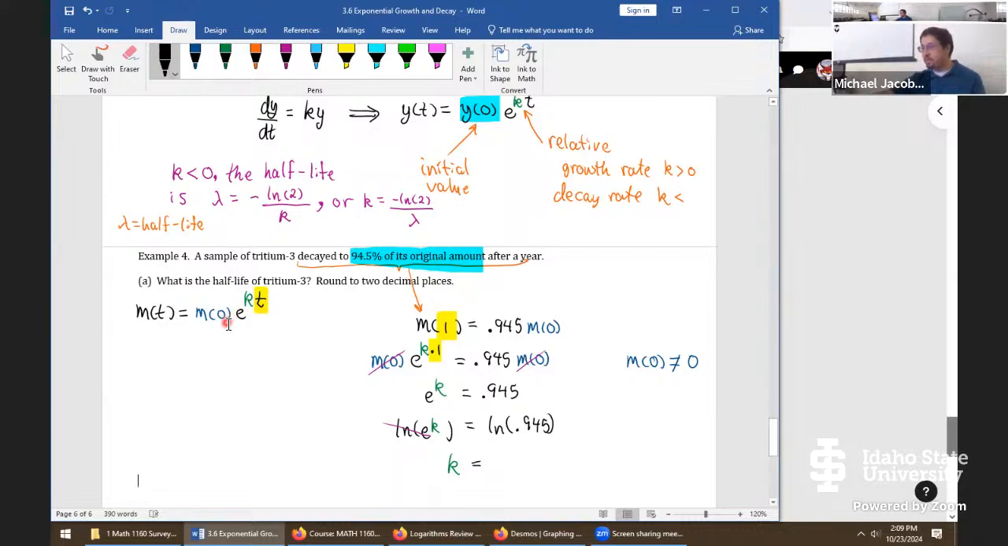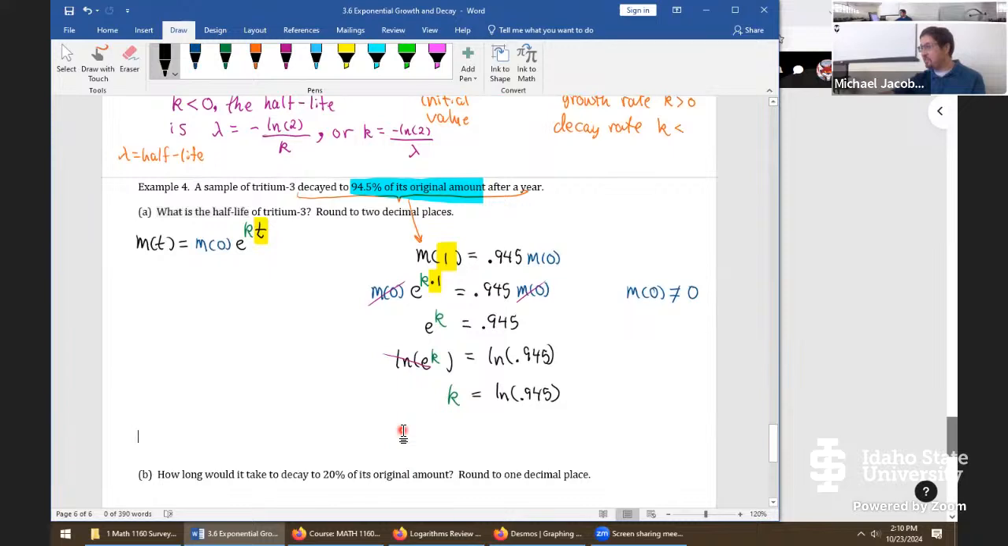We can update our model up here. But what's not so nice is it hasn't answered the question. We wanted the half-life, not the relative decay rate. But to get the half-life, we're plugging k right here, so we did need k. This is just the intermediate step. So k is now the natural log of 0.945. Let's scroll down a little bit more. Any questions at all getting our k value?